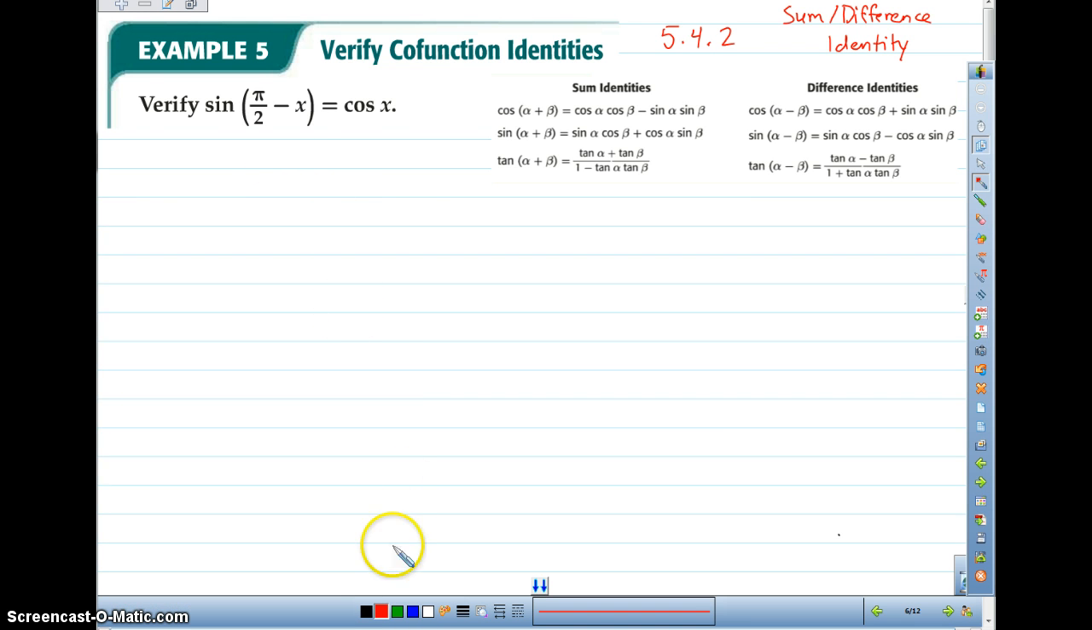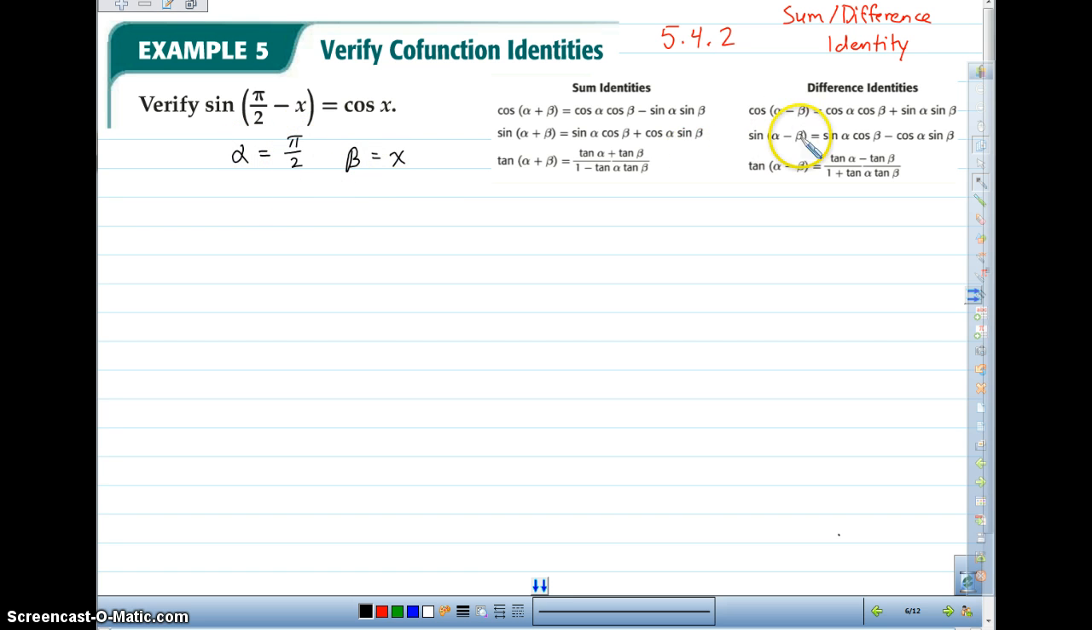So just to make sure that we label this correctly, I'm going to go ahead and say that alpha is always our first term inside here, so that's going to be pi over 2. And beta, which is our second one, is going to be x. Notice it's not negative x because my difference identity already assumes that we're subtracting, so we don't need to include the negative in our beta. So alpha is pi over 2, beta is x.